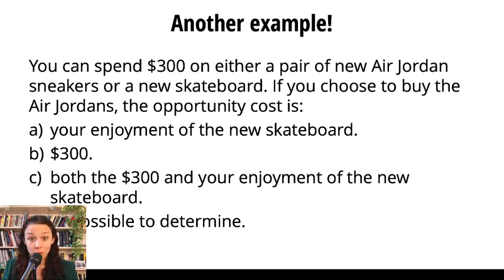All right, one more example because this is tricky. You can spend $300 on a pair of sneakers or a new skateboard. They both cost the same. Assume these are your best choices. So if you buy the sneakers, what is our opportunity cost here? Well, let's think about what we're giving up. If I buy the sneakers, then I spend $300. If I buy the skateboard, I spend $300. The money is the same. So by buying the sneakers, what have I given up? I've given up my enjoyment of the skateboard. That's the only thing I've given up.